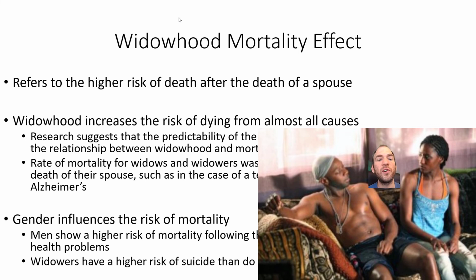So in general here, widowhood increases the risk of dying from almost all causes, but it's important to note that the timing of the death, going back to that developmental timing, that social clock, matters. If you lose your spouse at 35, the impact is developmentally different than losing your spouse at 90 when they die from Parkinson's or Alzheimer's. There you have a better opportunity to prepare for that death and process it, and possibly have social support to lean on, versus a sudden unexpected death at 35 years old. So the timing and predictability of a spouse's death matters.